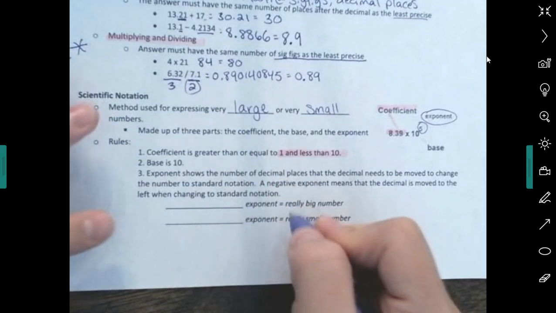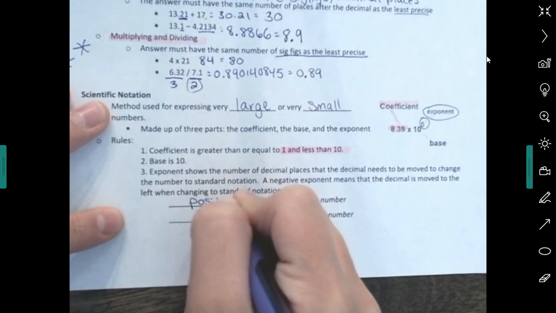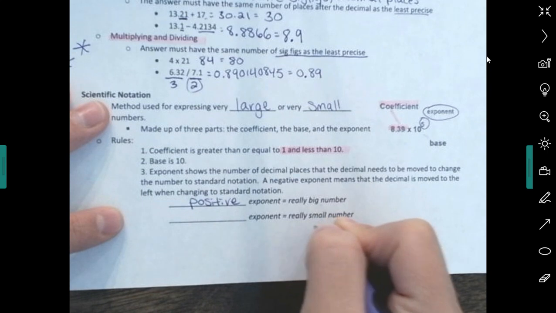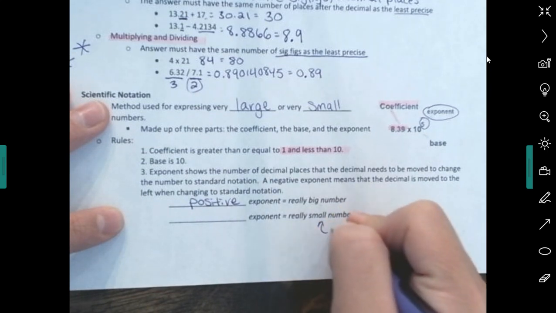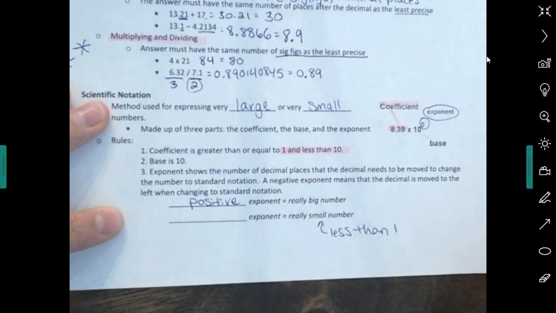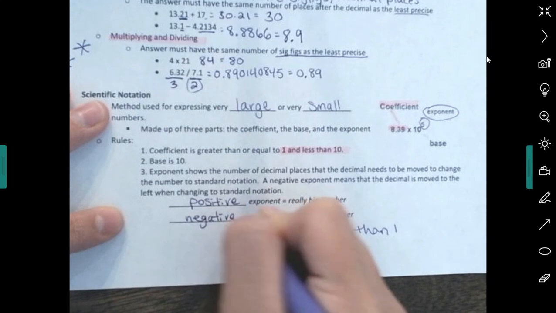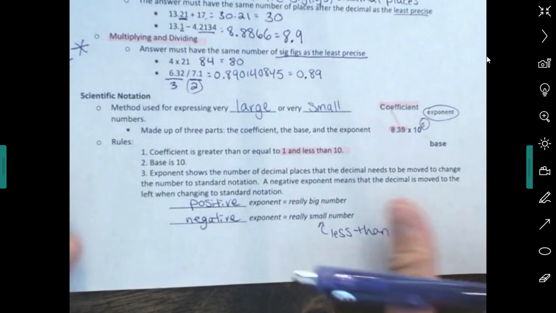So if you have a really, really big number, that means you're going to have a positive exponent when you change it to scientific notation. And if you have a really, really small number, like less than 1, then it's going to have a negative exponent when you turn it into scientific notation.